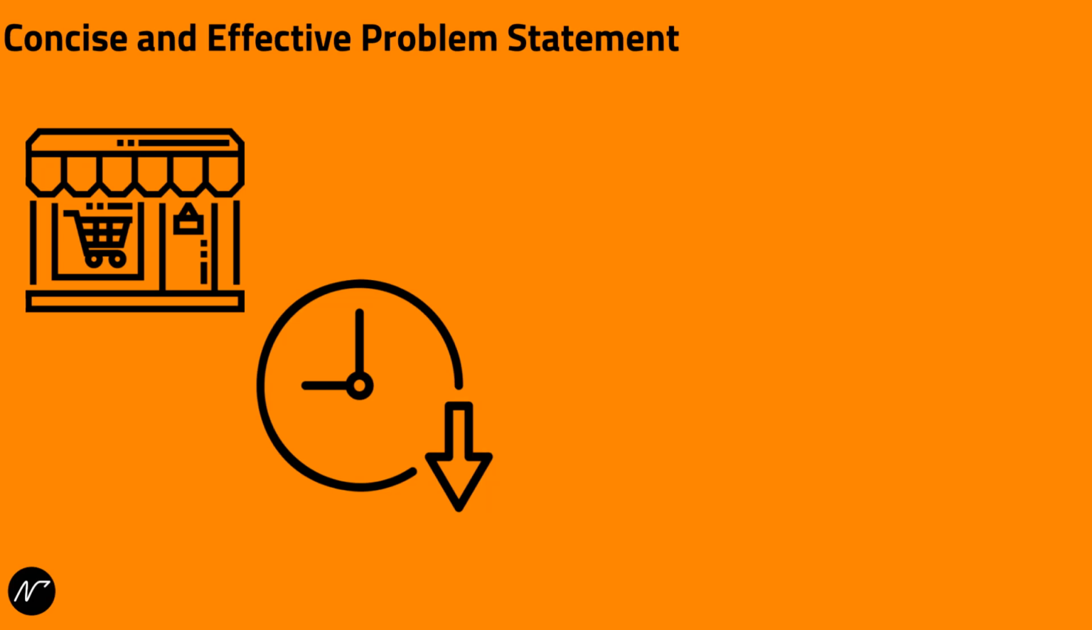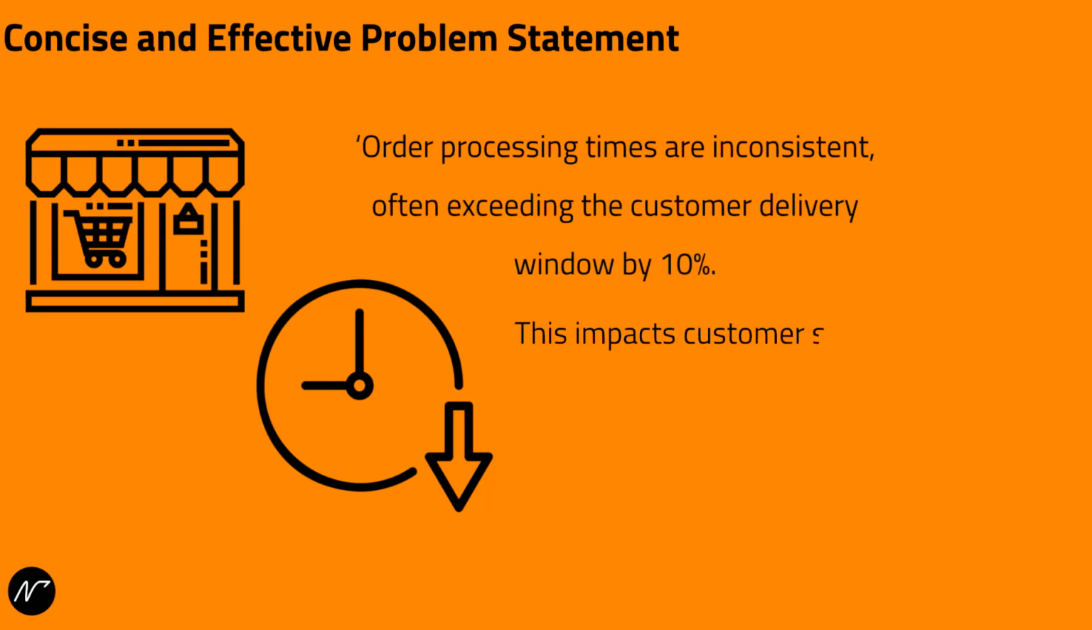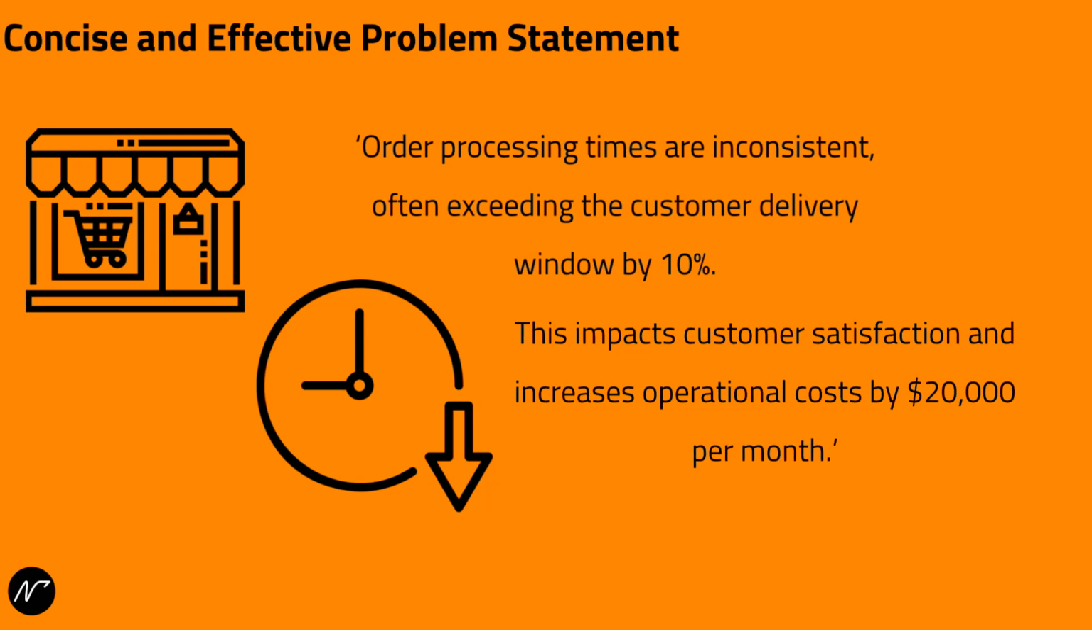The problem statement might read, "Order processing times are inconsistent, often exceeding the customer delivery window by 10%. This impacts customer satisfaction and increases operational costs by $20,000 per month." This simple yet specific problem statement allows the team to focus their efforts on measurable improvements.